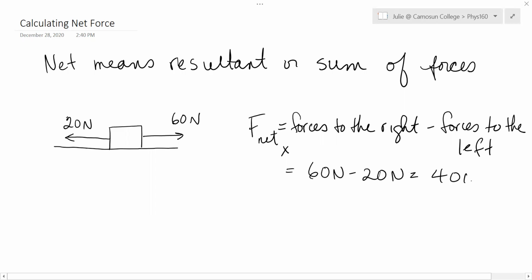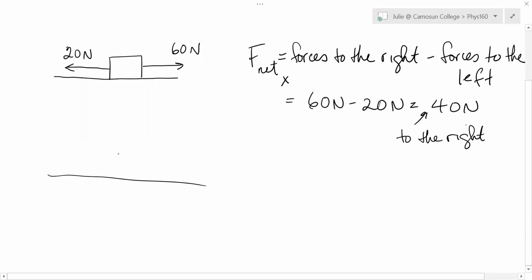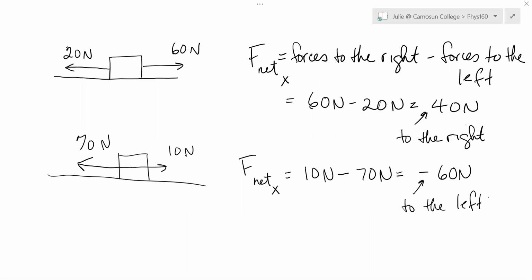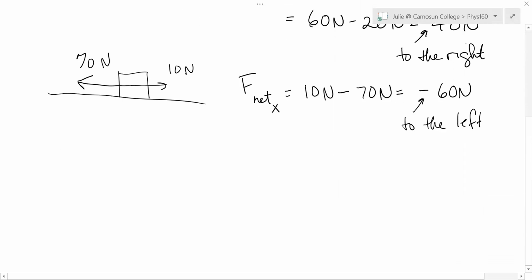Now, if the answer is positive, this tells you that the net force is to the right. That doesn't always have to be to the right. We may have a situation where somebody's pulling in the other direction. Say somebody's pulling this way with 70 newtons, and then there's only a force, say, of 10 newtons. Well, this F net in the x direction, you still go right minus left, 10 minus 70. So it'd be negative 60 newtons. And this tells you that the net force is to the left. And if there were no other forces acting on that object in the x direction, that thing would move to the left.